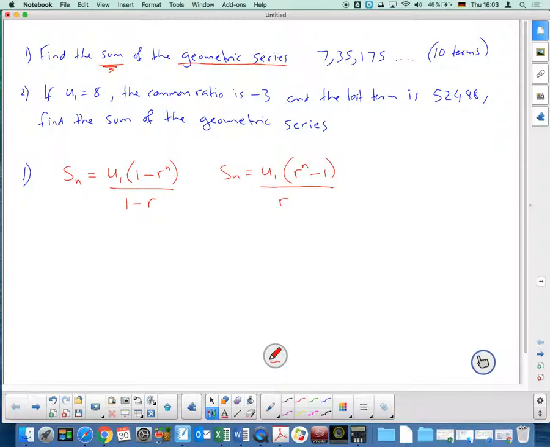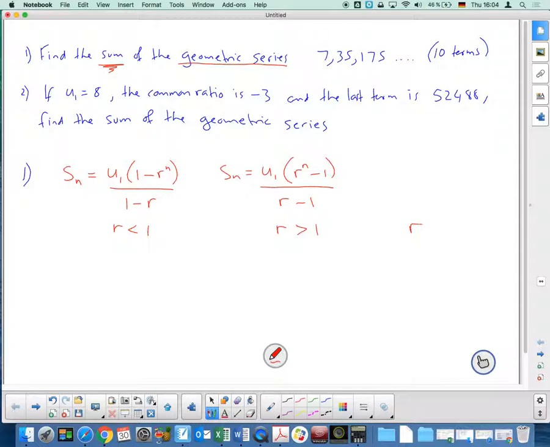Now, in the formula booklet, it'll actually give you some guidelines about which one to pick. But the bottom line is you're going for the one that's going to avoid you having a negative number in your denominator. So you're going to use this first version here when your common ratio is less than 1, because that's going to give you a positive answer in the denominator. Here, you're going to use that one when r is greater than 1, and then you're going to get a positive answer in the denominator.